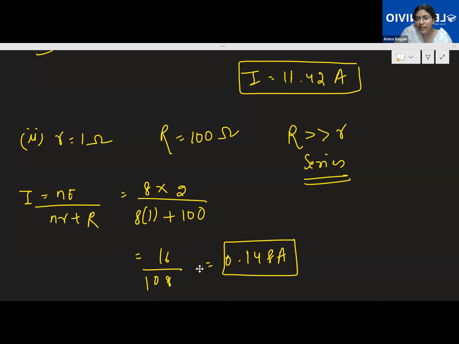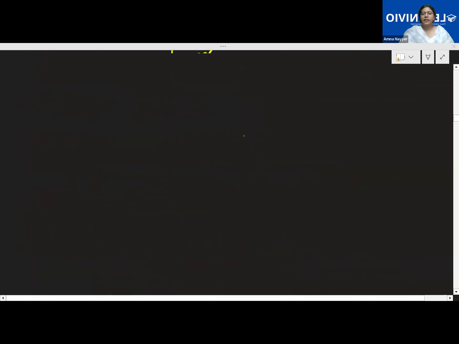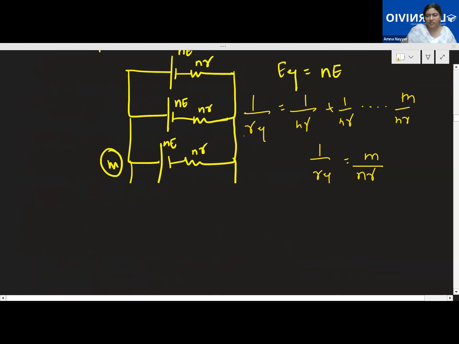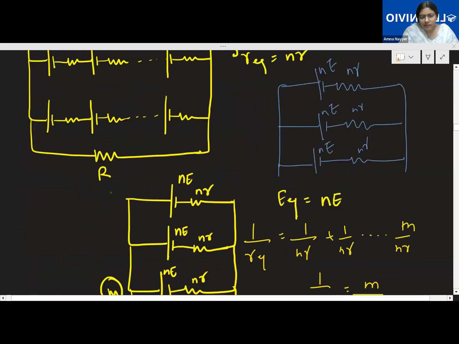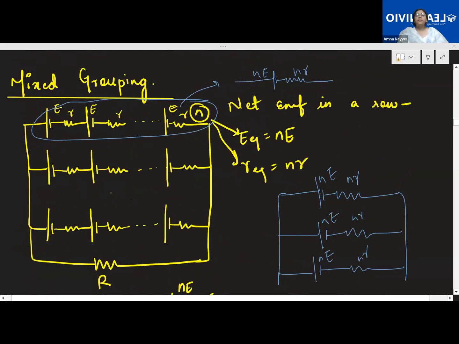Halima, Anisa? Okay. See, mixed grouping means, is the screen visible to check? Yes, ma'am, it's visible. Okay. See, mixed grouping means I had one case where the cells were connected in series.